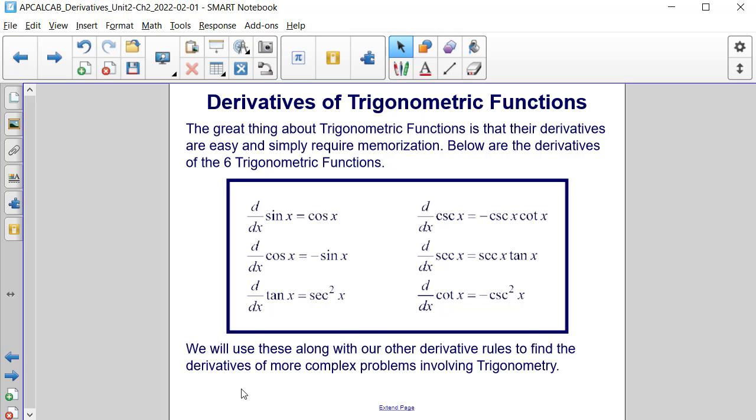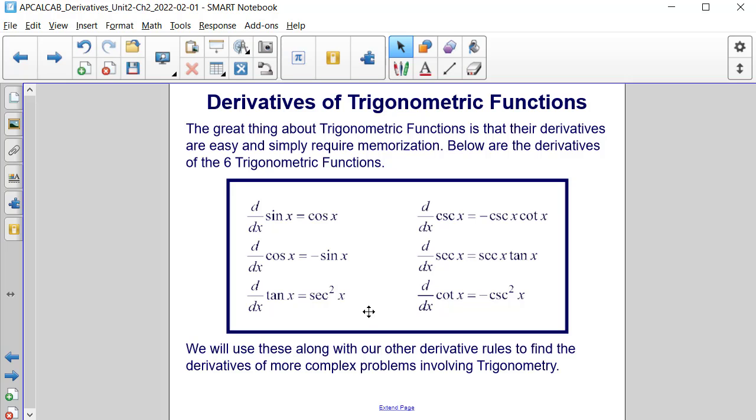Similarly, another Pythagorean identity that we learned about in pre-calculus is 1 plus tangent squared of x is equal to secant squared of x. So I made that connection between tangent and secant with the derivatives. The derivative with respect to x of tangent of x is equal to secant squared of x. And the derivative with respect to x of secant of x is secant x tangent x.